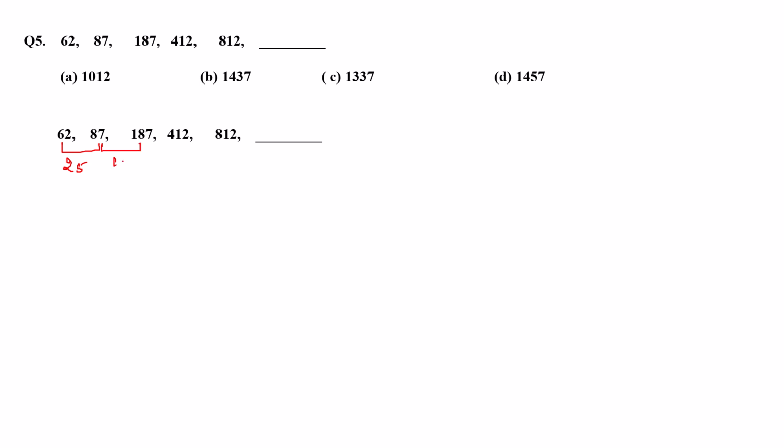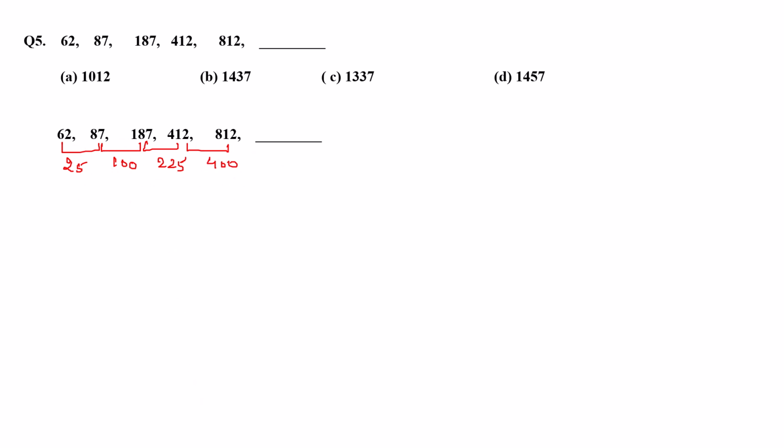Difference between 87 and 187. So 187 minus 87 is 100. Now this difference is 225, and this difference is 400. So if you see these numbers which I got after finding out the difference, this is 25, 100, 225, 400.